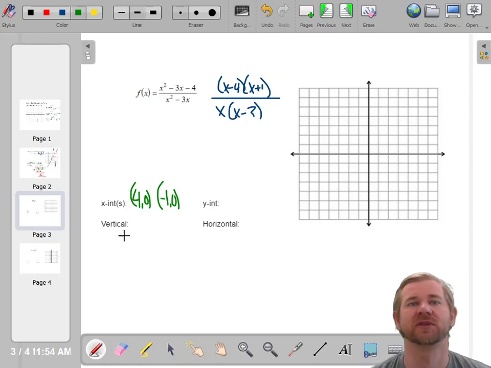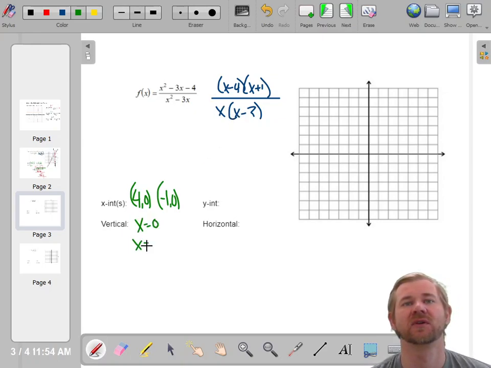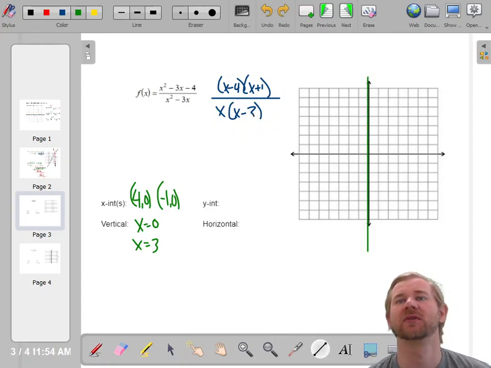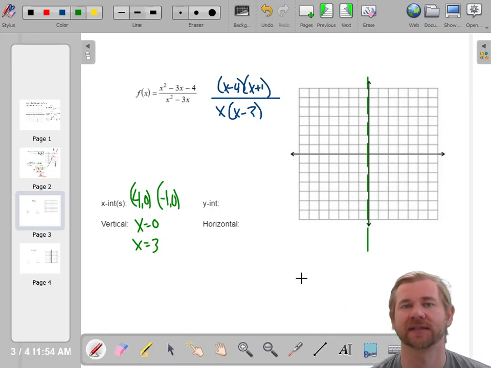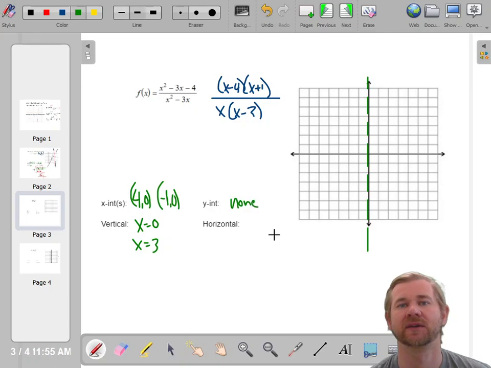Let's find vertical asymptotes first. X equals 0, x equals 3. Now, the fact that x equals 0 is a vertical asymptote means you can't plug in 0 because the y-axis is a vertical asymptote, so there is no y-intercept.